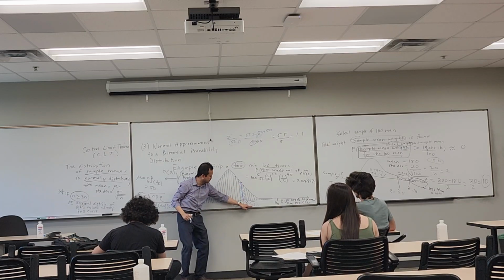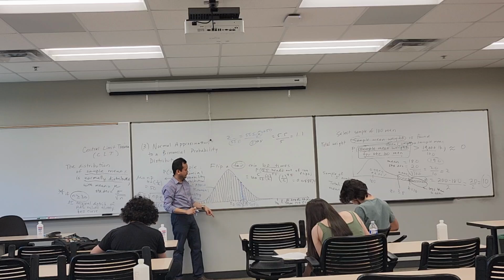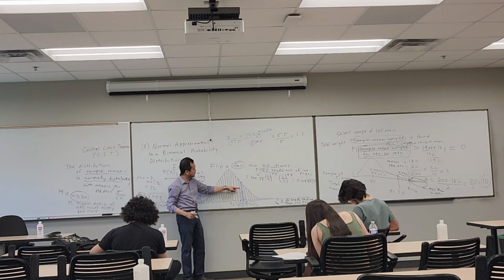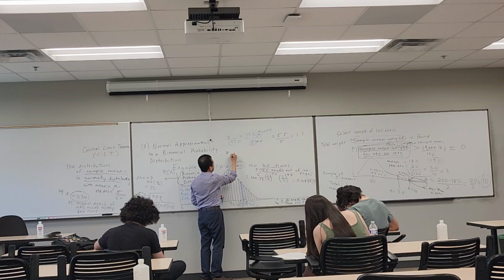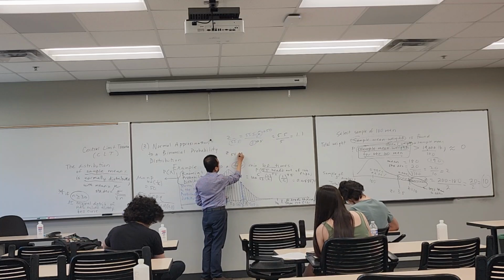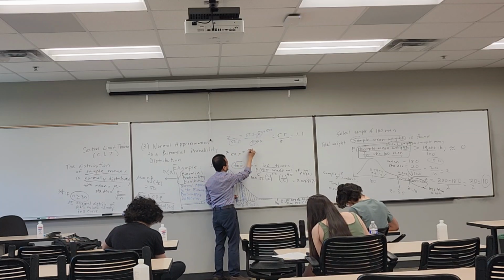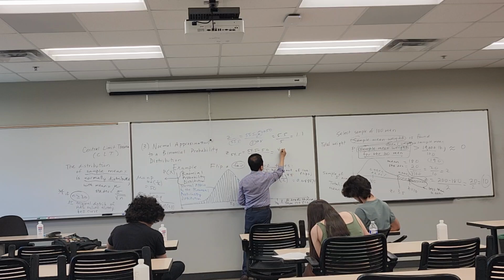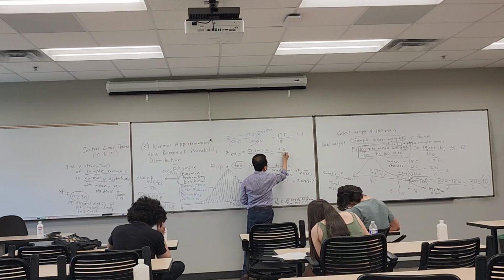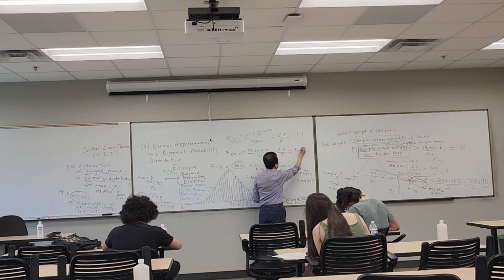So now let's calculate the z-score of this left boundary, so that ultimately we can find the area in between. So the z-score of 54.5 is 54.5 minus the mean of 50 divided by the standard deviation of 5. So now we have 4.5 on top divided by 5, or 0.9.